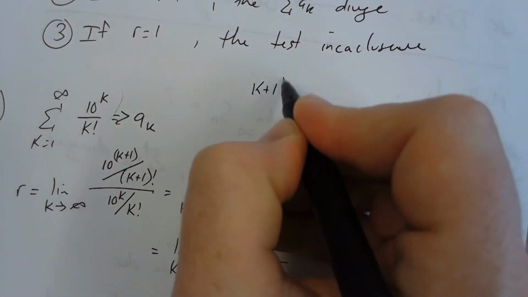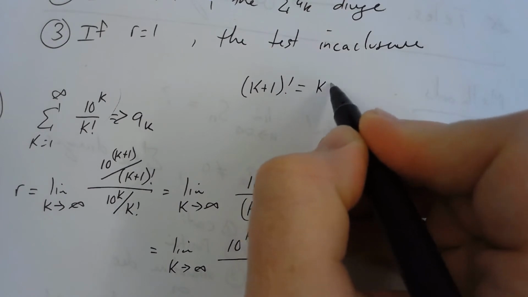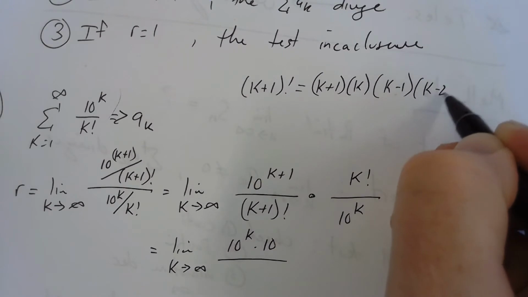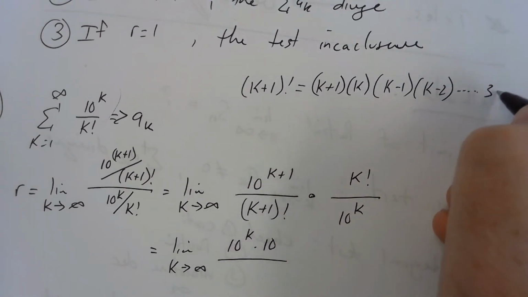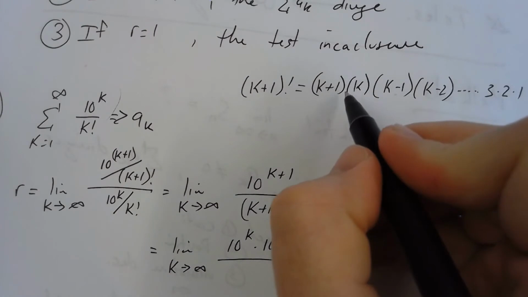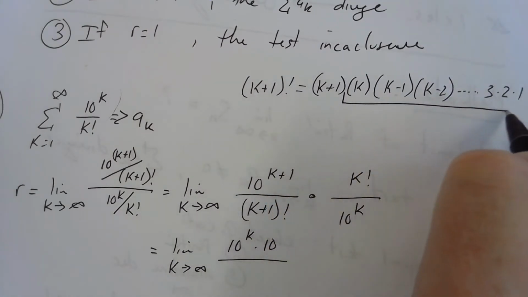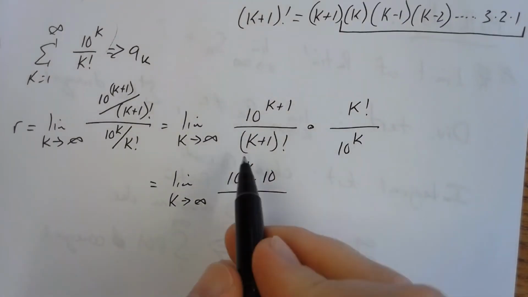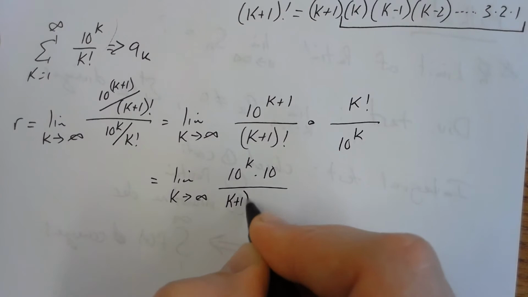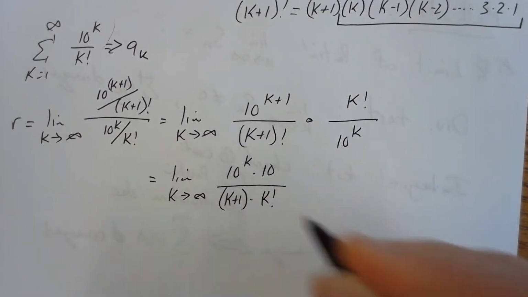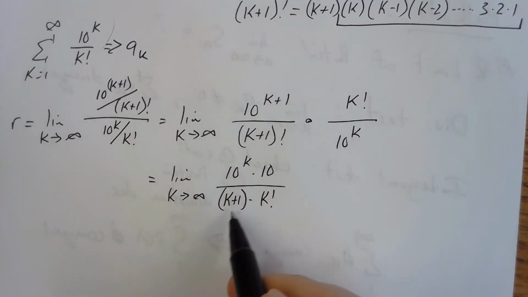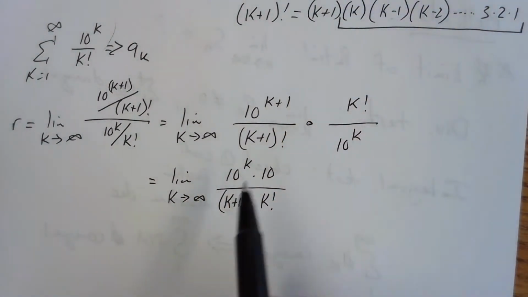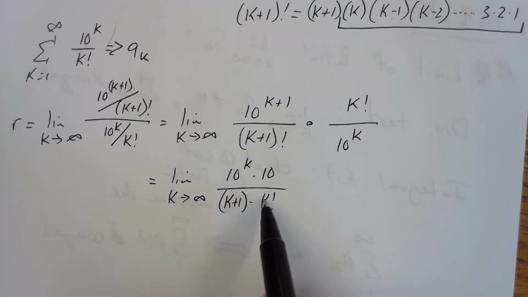(k plus 1) factorial is really equal to k plus 1 times k times k minus 1 times k minus 2, dot, dot, dot, until we get to 3, then 2, then 1. You'll notice in this (k plus 1) factorial that this whole thing right here is nothing more than k factorial. So (k plus 1) factorial is really k plus 1 times k factorial, and that's how I'm going to write it in most cases. If it was k plus 2, then it would be k plus 2 times k plus 1 times k factorial, and so on and so forth.